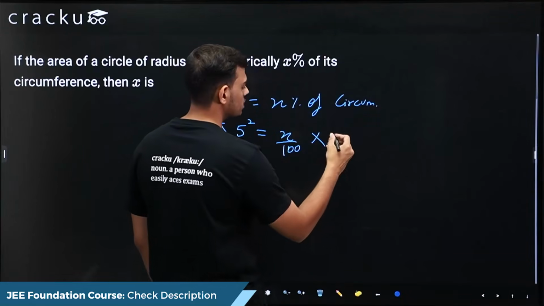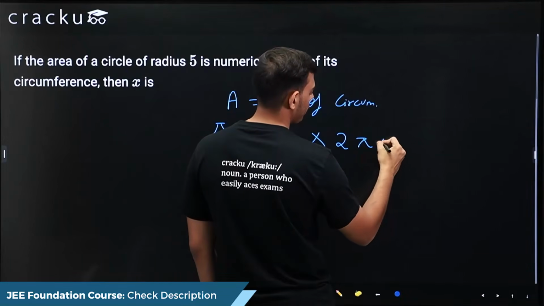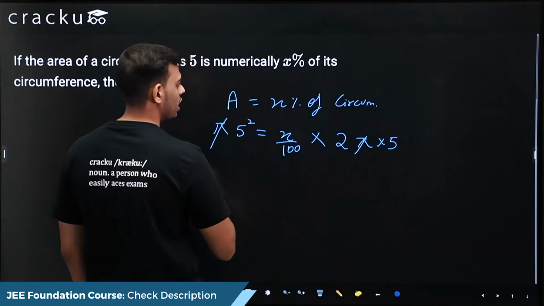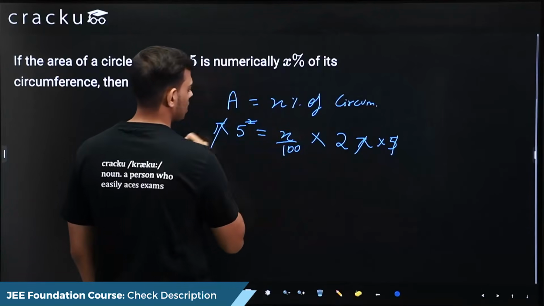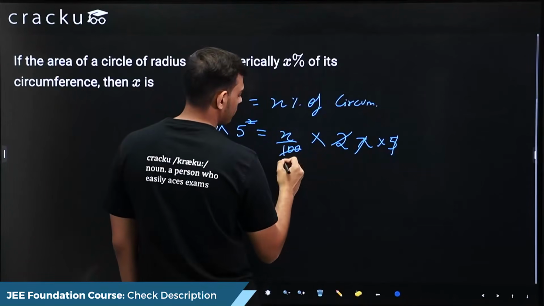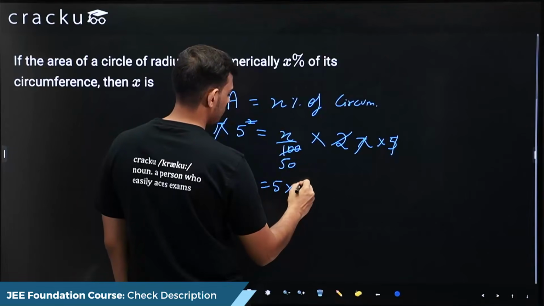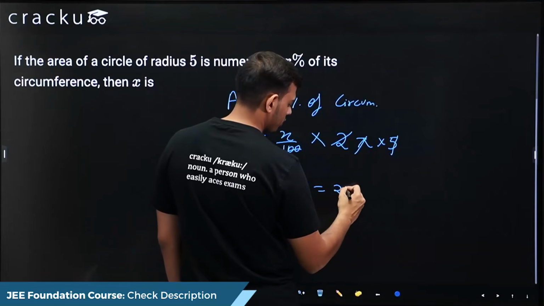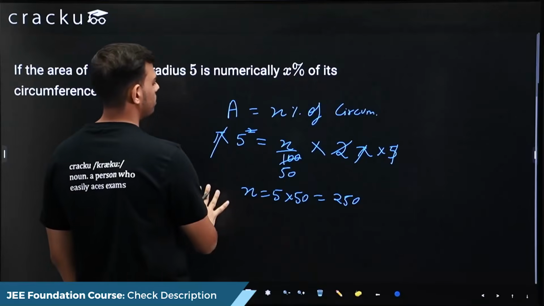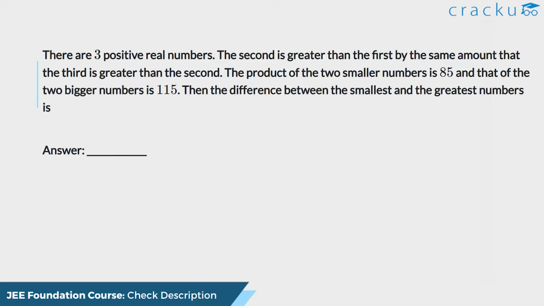Radius is 5 given to us. 2 pi into 5. Pi gets cancelled out. This 5 will get cancelled out. This will be 50. x equals 5 into 50, 250. The value of x will be 250%.